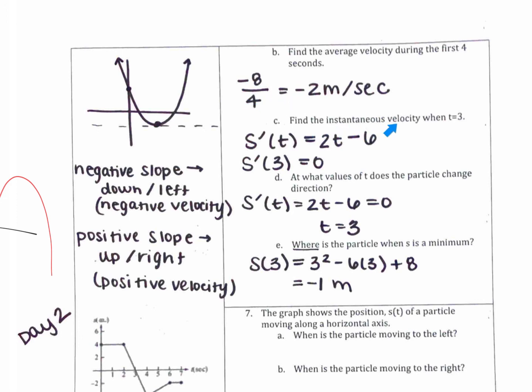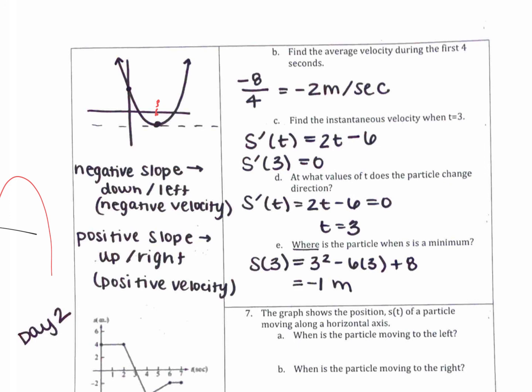The instantaneous velocity, well, we're finding the derivative then, which would be 2t minus 6. When t is 3, we plug 3 in for that. So it looks like s prime of t would be 0, meaning our instantaneous velocity is 0 at that moment, which tells me we have a maximum or a minimum occurring at 3. So this value is probably going to be 3 on the x-axis there.